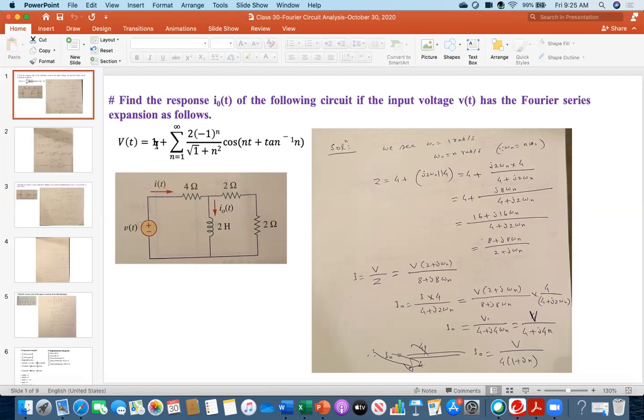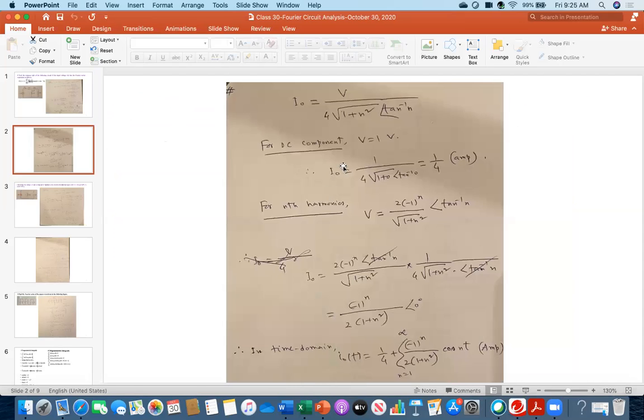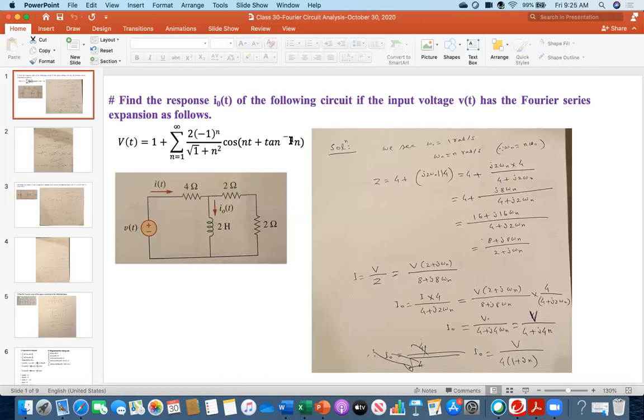So this is the DC offset, and this is sinusoidal because it is a cosine function. Everybody understood the DC part. Now what I am doing for the nth harmonics. For the nth harmonics, what is V? V is this one. So how did I get that one? Everybody look at this one, this is the magnitude.